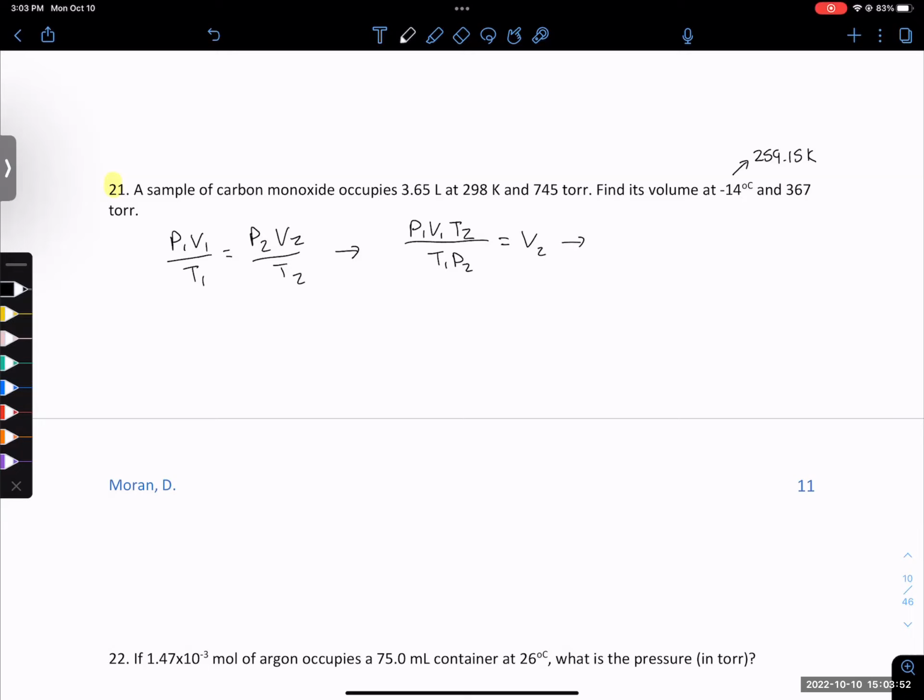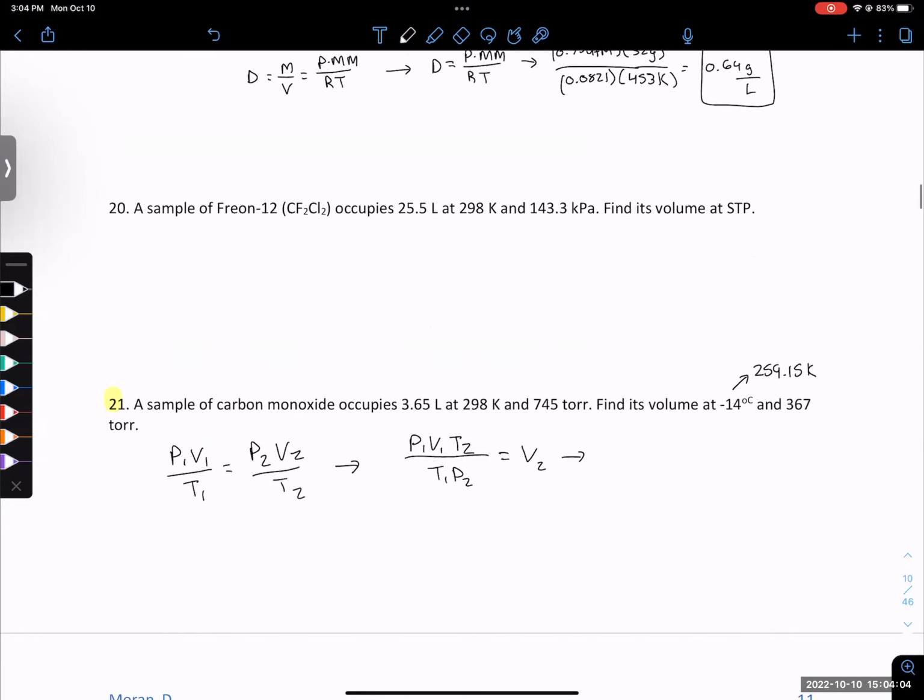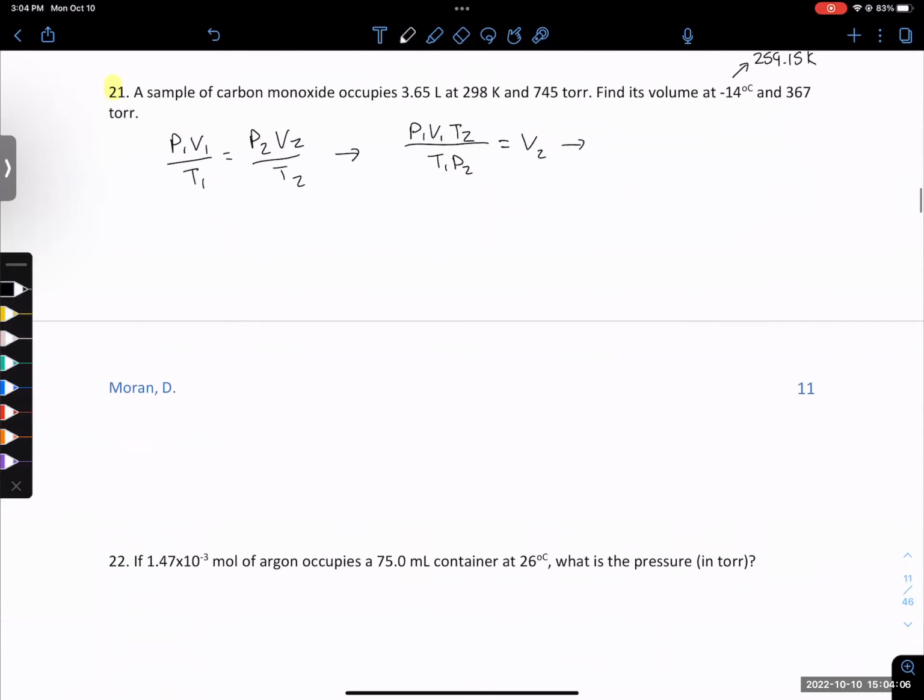But in this case, we're not given torr, we're given kilopascals. Oh wait, am I on the right one? No, I'm looking at a different one. I was looking at number 20. That's kilopascals. Okay, yeah, so in this case, it's torr. So as long as your units cancel out, it's gonna work out, okay?